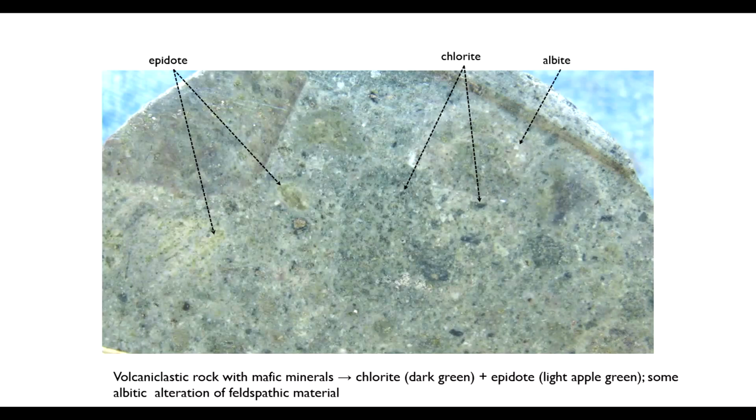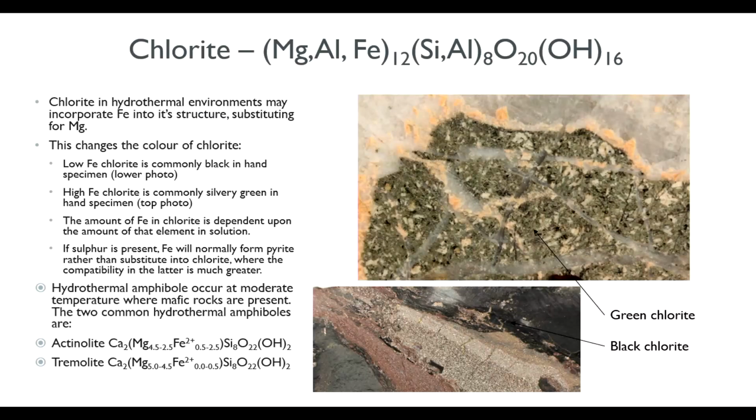In this case, we've got albitic plagioclase. And the chlorite will form from the mafic minerals. Epidote might be forming from some of the feldspars. And yeah, so that's fairly common.